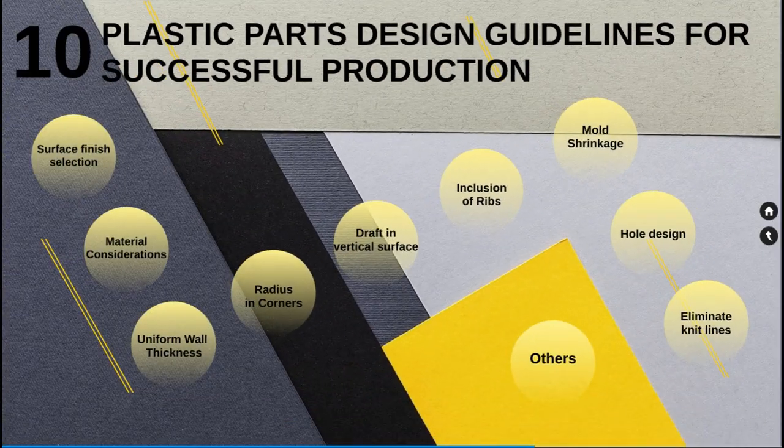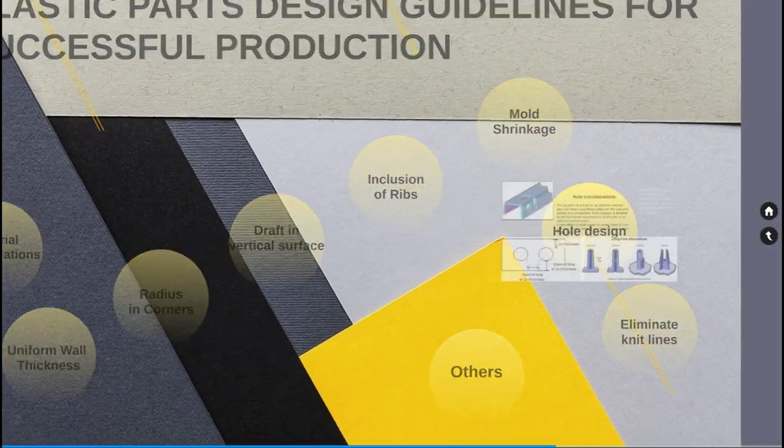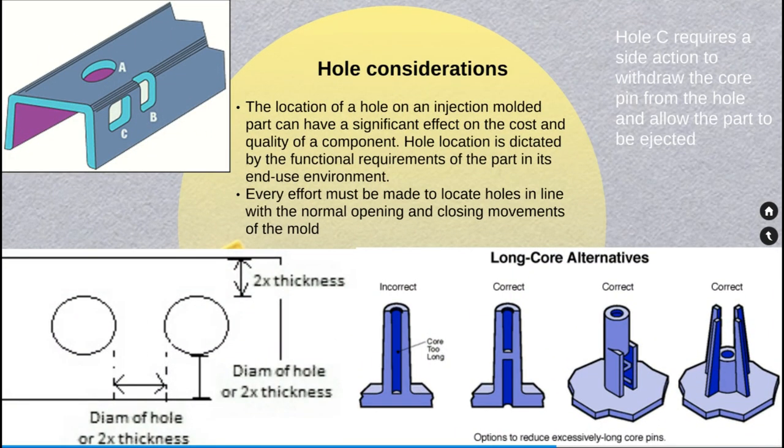Next is hole design. The location of the hole on an injection molded part can have a significant effect on the cost and quality of the component. Hole consideration is dictated by the functional requirements of the part and its end-use environment. Every effort must be made to locate the holes in the right direction.